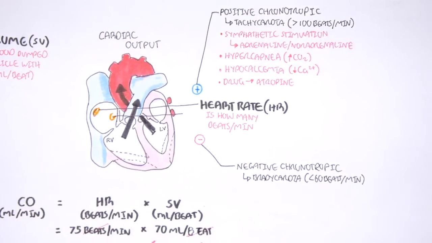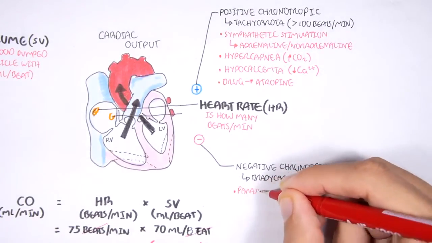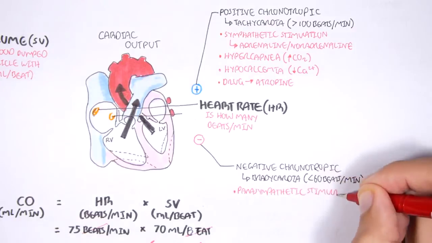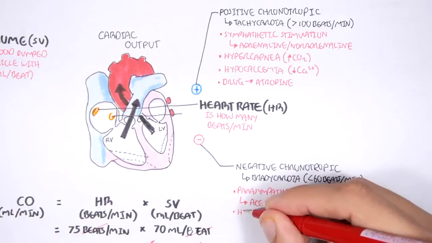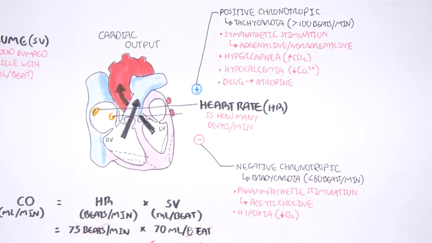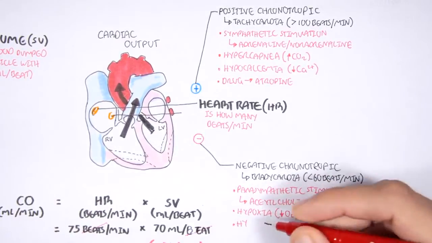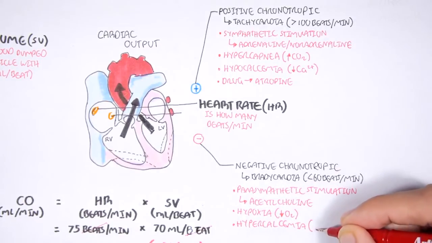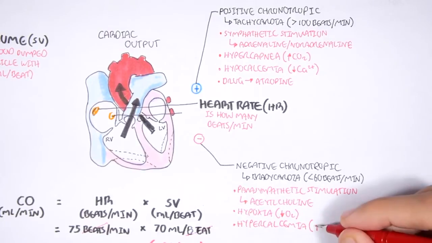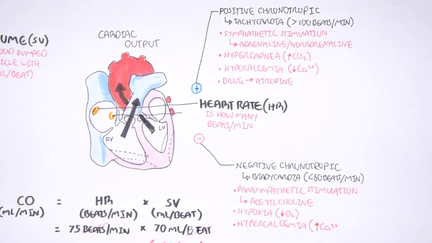The negative chronotropic factors, the main one is the parasympathetic stimulation, whose main neurotransmitter is acetylcholine. And then there is hypoxia, which also decreases heart rate. Hypercalcemia will decrease heart rate. Now, when dealing with hypercalcemia and hypocalcemia, these usually don't have much of an effect on heart rate. Rather, they have more of a profound effect on the muscles of the heart, and we'll talk about it soon.